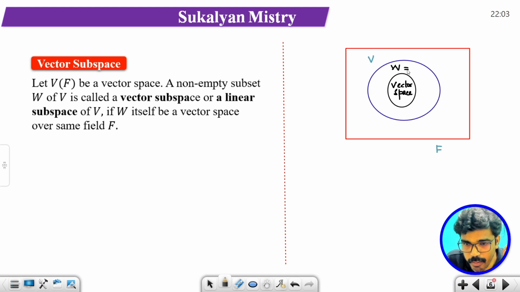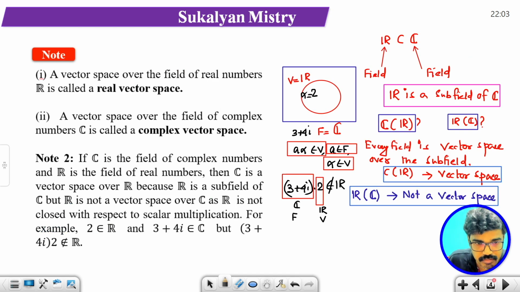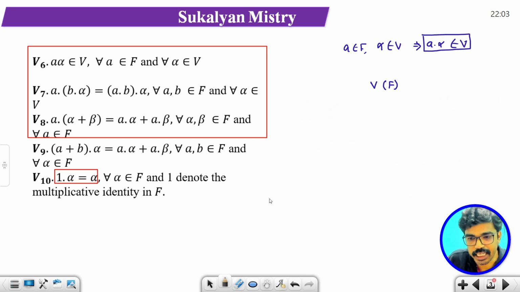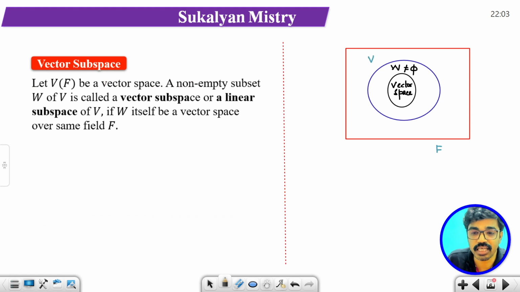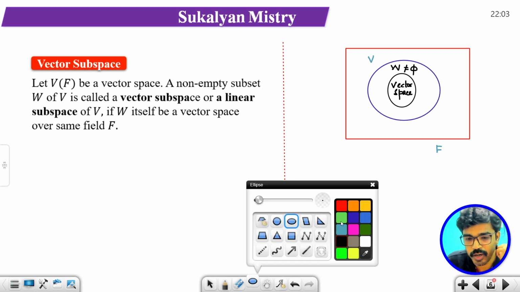Let V be a vector space over the field F and W a non-empty subset. First of all, this set must be non-empty. That is the first condition. The set which we have to prove is a subspace must be non-empty. W is said to form a vector subspace of V if W is itself a vector space, that is, if the 10 properties are satisfied by W. Then we say W is a vector subspace of V. But we do not need to show all 10 properties.